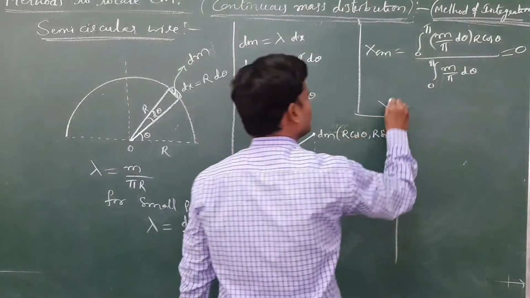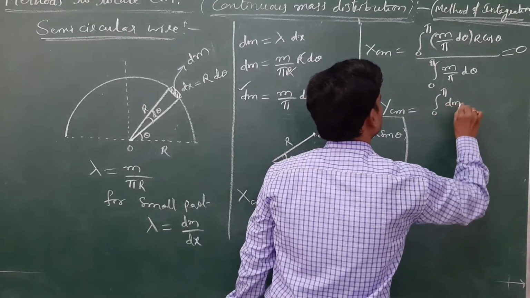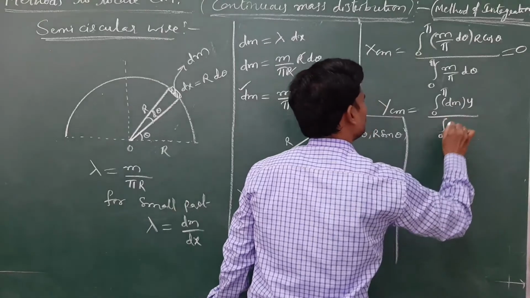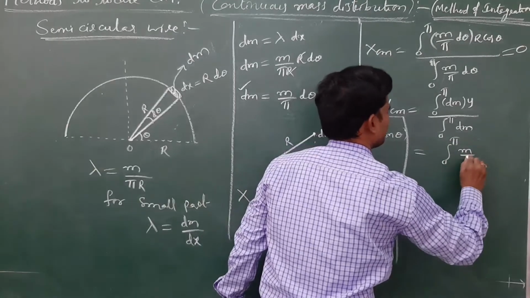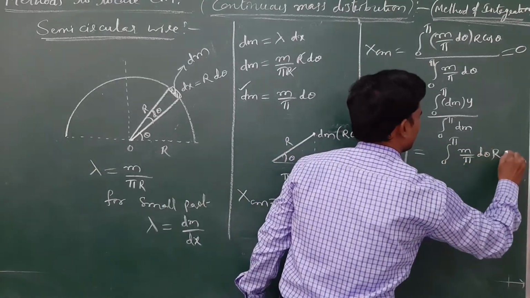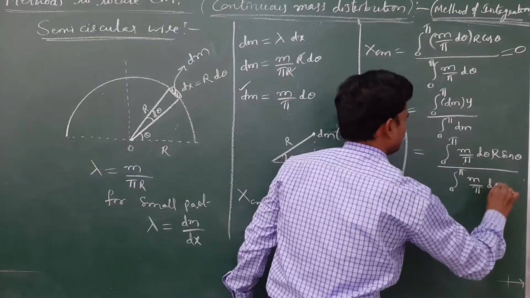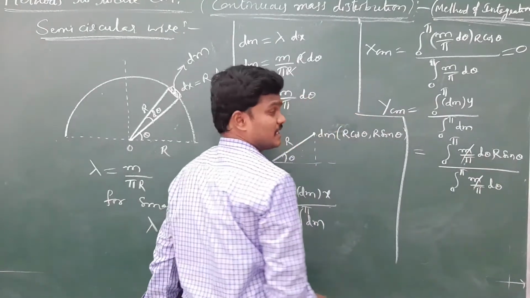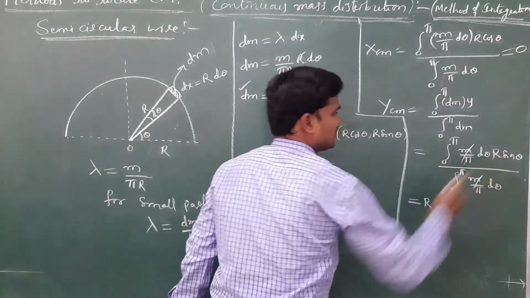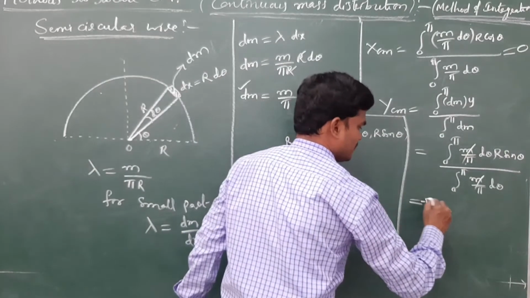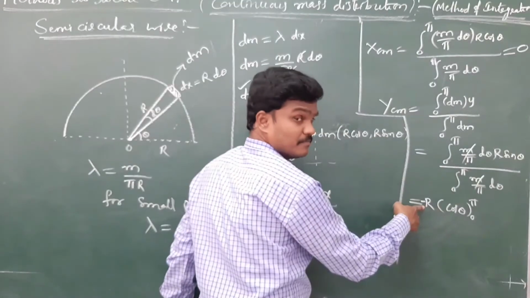Now let us check the y coordinate of center of mass. The y coordinate of center of mass is integration of dm into y, 0 to pi, by integration of dm, 0 to pi. So dm is m by pi d theta, y is r sin theta, over m by pi d theta. So m by pi cancelled. And for r sin theta, write r outside; the integral of sin theta is minus cos theta. Let me write directly like this, cos theta with limits 0 to pi, with the minus outside. Okay, do the integration.